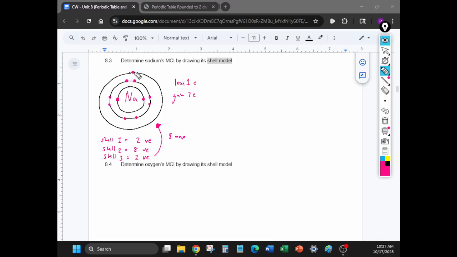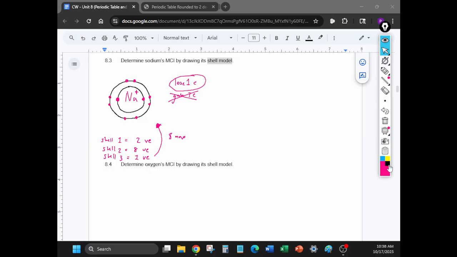It could lose this one to empty the shell and get a complete valence shell on the inside, or it can fill up its shell. And if we just look at it in terms of numbers, it's pretty easy to tell it's going to be easier to lose 1 electron, right? And that's the reason why sodium wants to lose 1 electron, because if you lose that electron, that valence shell disappears, and the second shell becomes its new valence shell. And that's why sodium wants to become sodium +1. It's pretty much that reason.